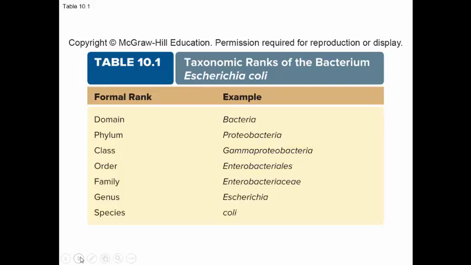By the way, on page 246, know those definitions of the terms: species, genus, family, order, class, phylum, which is division, kingdom, domain. Now, you can see them here in table 10.1. Domain, it's bacteria. Phylum, proteobacteria. Class, which is a subgrouping now, gamma proteobacteria. Order, Enterobacteriales. Family, Enterobacteriaceae. Finally, genus, Escherichia. I remember that one. And then the species, coli.